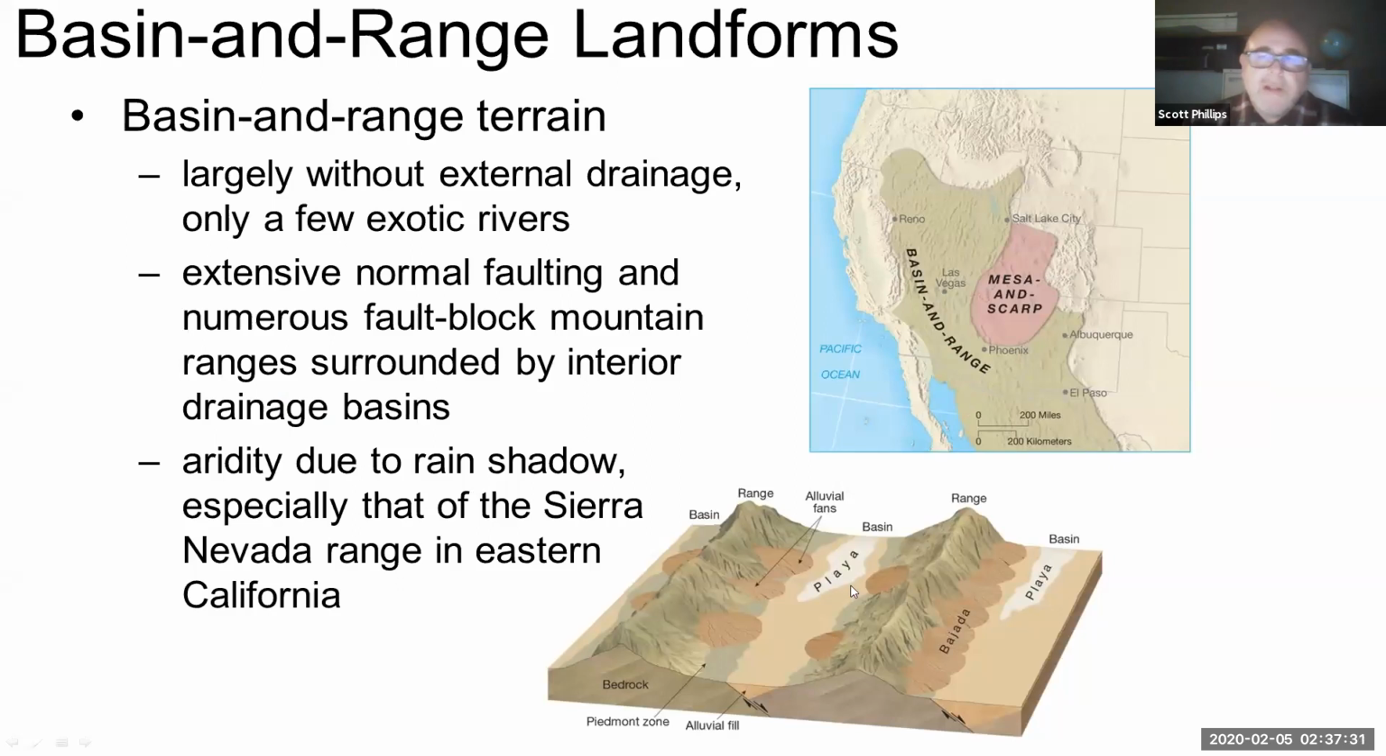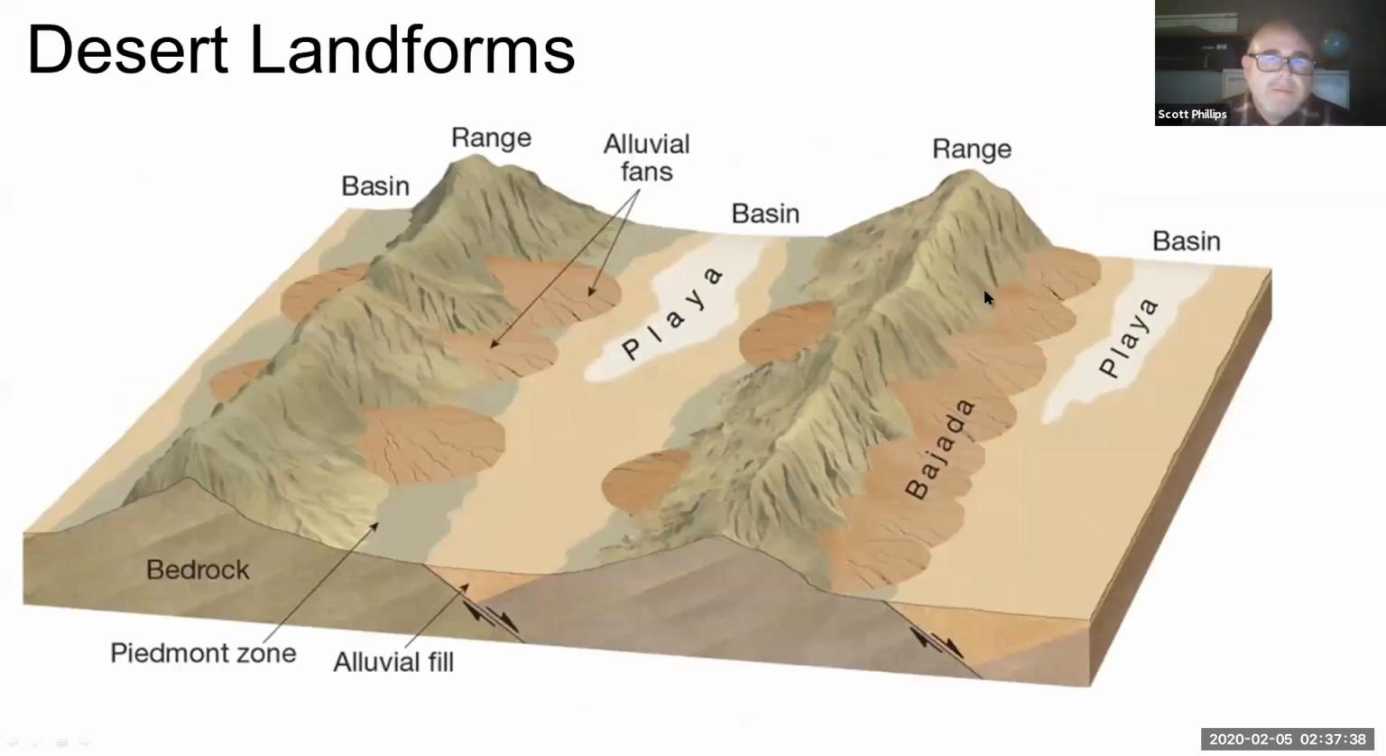Let's talk a little bit about landforms that we find in desert environments that are somewhat unique to them. And there's different types of desert environments. This is what we call a basin and range environment. Basin and range is the type of landscape that we find east of the Sierra Nevada, including places like the Mojave Desert. And we'll take a quick look at a few features like alluvial fans, bajadas, and something called a playa.